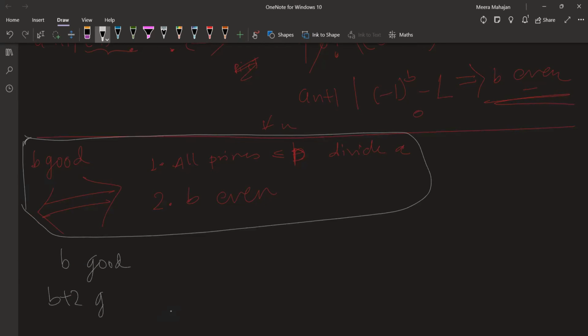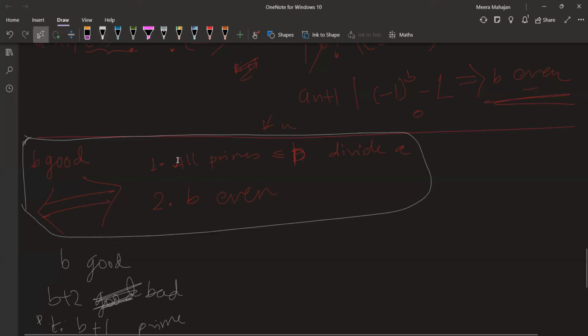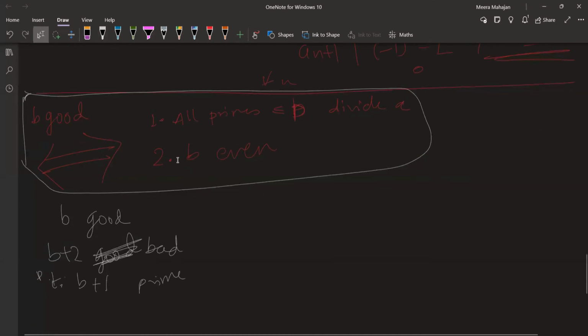Now go to the problem, and it says b is good and b plus 2 is bad. Sorry, my bad. Thank you. Prove that b plus 1 is prime. I'll let you finish this because I find this finish really funny. So is it like there needs to be a prime between b and b plus 2? Exactly.